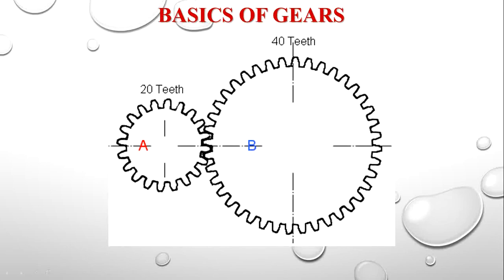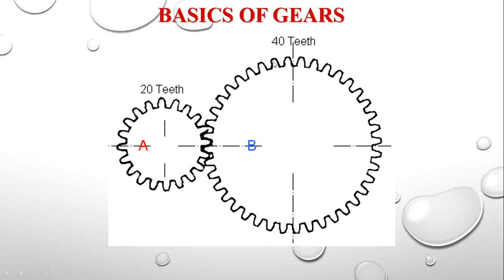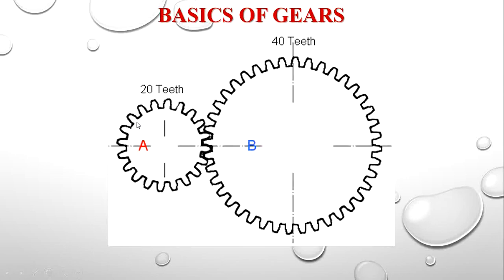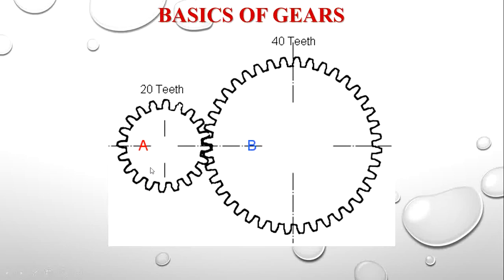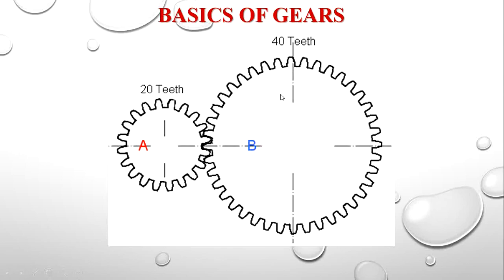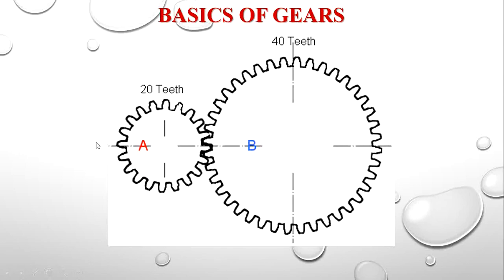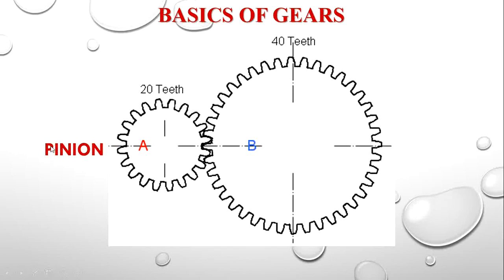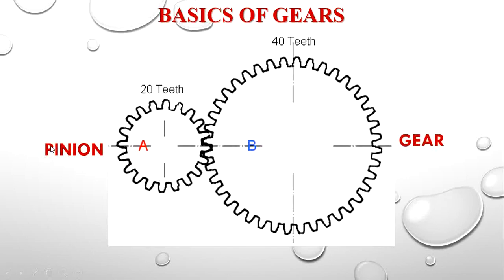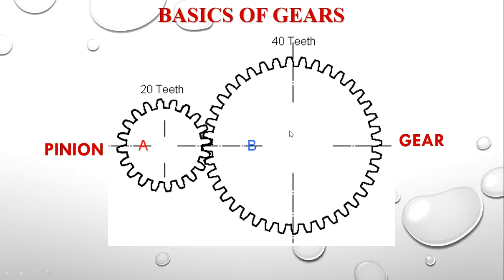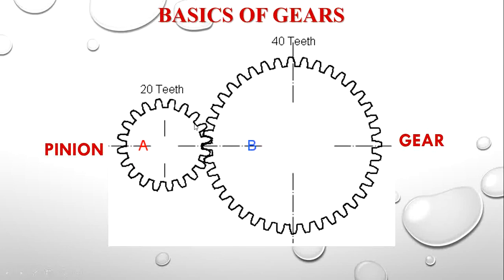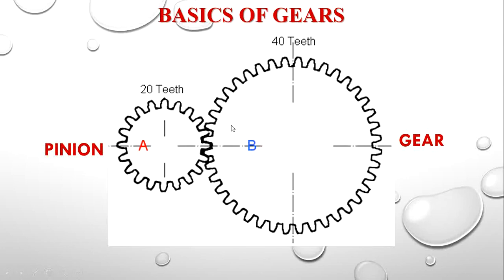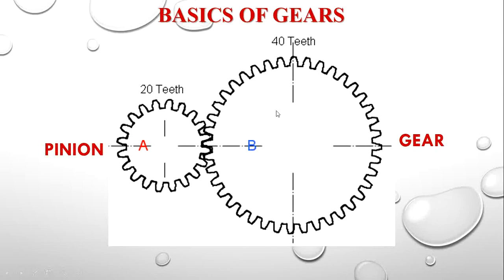Here there are two gears, one with 20 teeth and another with 40 teeth. So obviously the smaller number of teeth will be rotating faster and the larger number of teeth will be rotating slower. Now here the smallest gear usually will be called a pinion and the largest gear usually will be called a gear. So gear and pinion pair. So here the smallest gear is rotating faster and the largest gear is rotating slower.